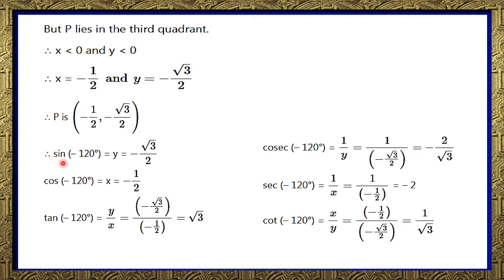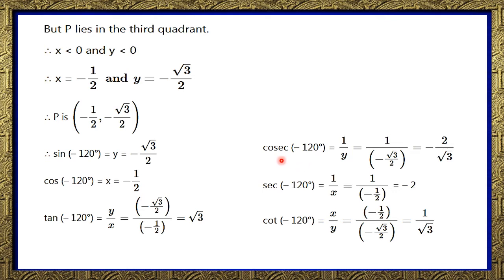So, we define the trigonometric ratios of minus 120 degree as sine minus 120 degree is equal to y, which is equal to minus root 3 upon 2. And cos minus 120 degree, which is equal to x, is minus 1 upon 2. Now tan minus 120 degree is y upon x, that is minus root 3 upon 2 upon minus 1 upon 2 is equal to root 3.